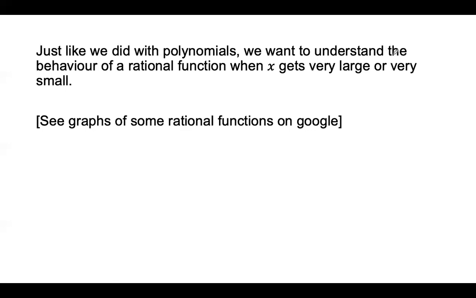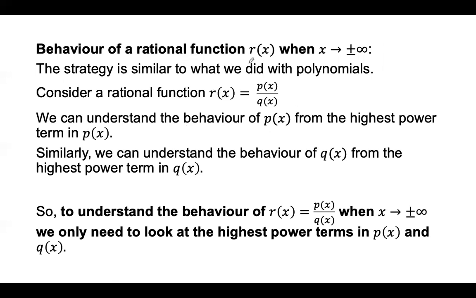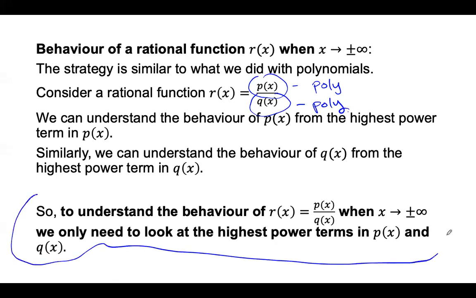Just like with polynomials, we want to understand the behavior of a rational function when x gets very large or very small. When it gets very large, meaning it's approaching infinity or negative infinity, what happens? You can always look at some graphs on Google, but let's continue. The behavior of this rational function when x goes to positive or negative infinity is very similar to what we did with polynomials. Remember, the top was a polynomial and the bottom was a polynomial. So we can understand the behavior by looking at the highest power in p of x and q of x.